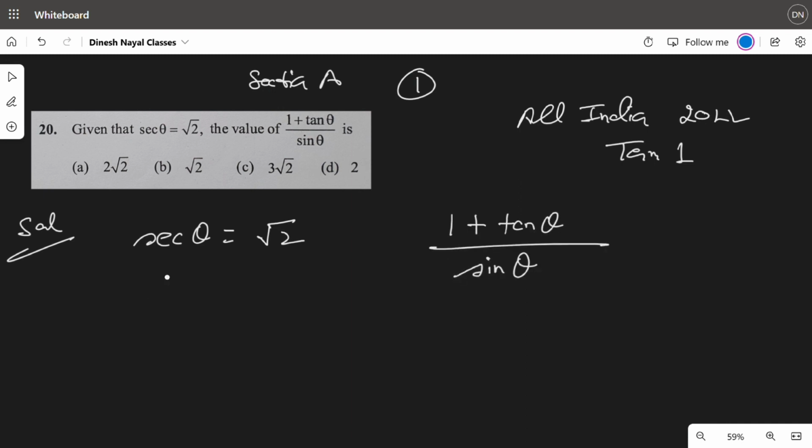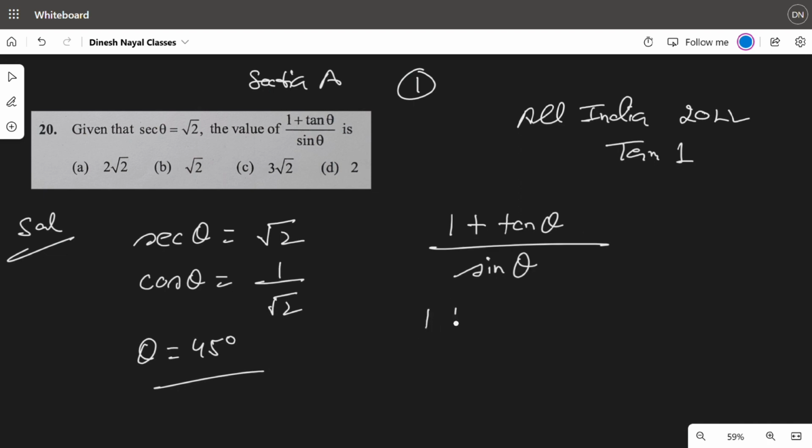So now we know that sec theta is basically the reciprocal of cos theta. So what will be cos theta? Cos theta will be equal to 1 by root 2. So by this we know that when cos theta is 1 by root 2, theta is 45 degrees. So now we have the value of theta. What we will do is substitute over here.